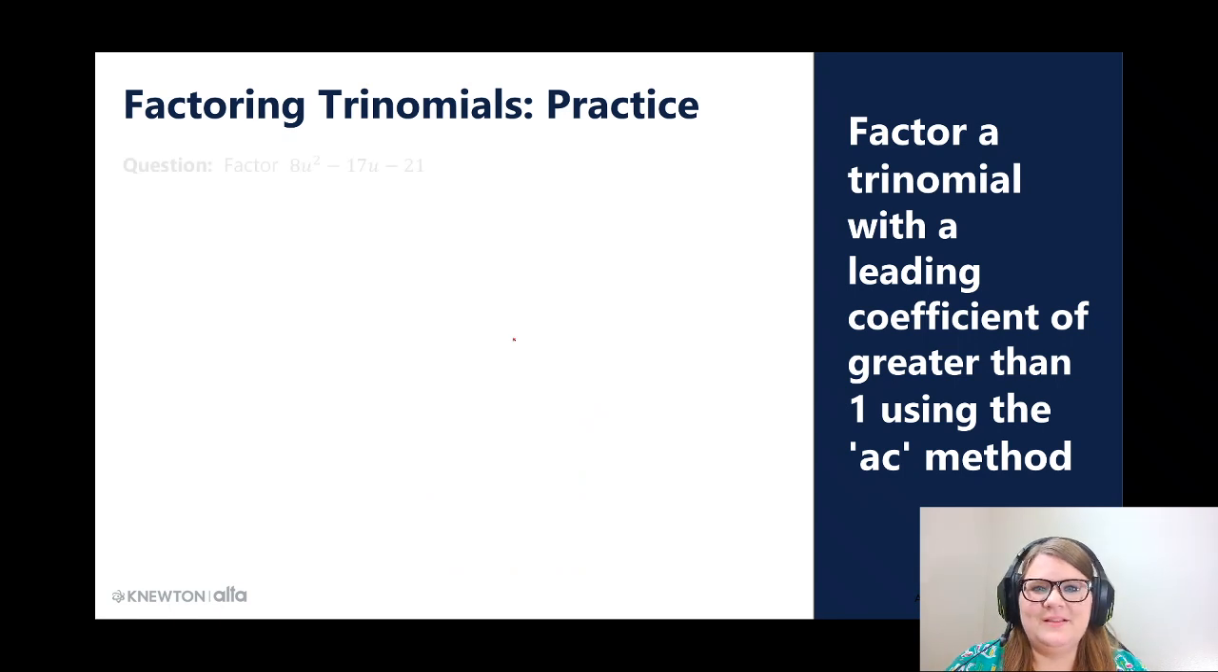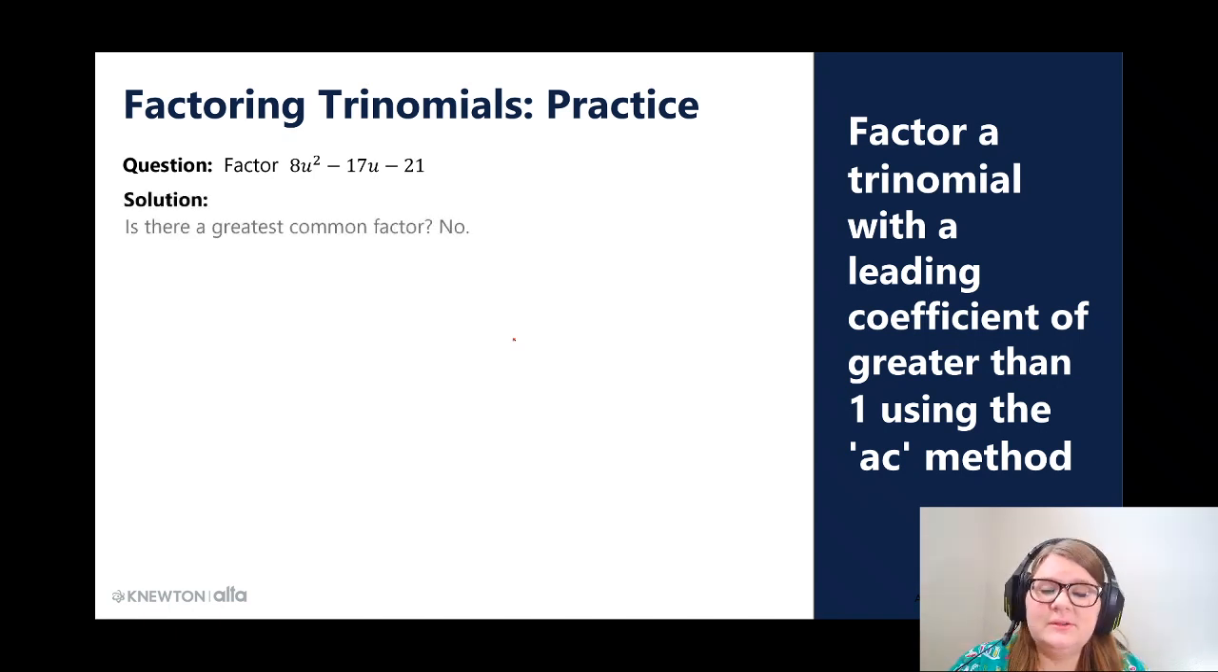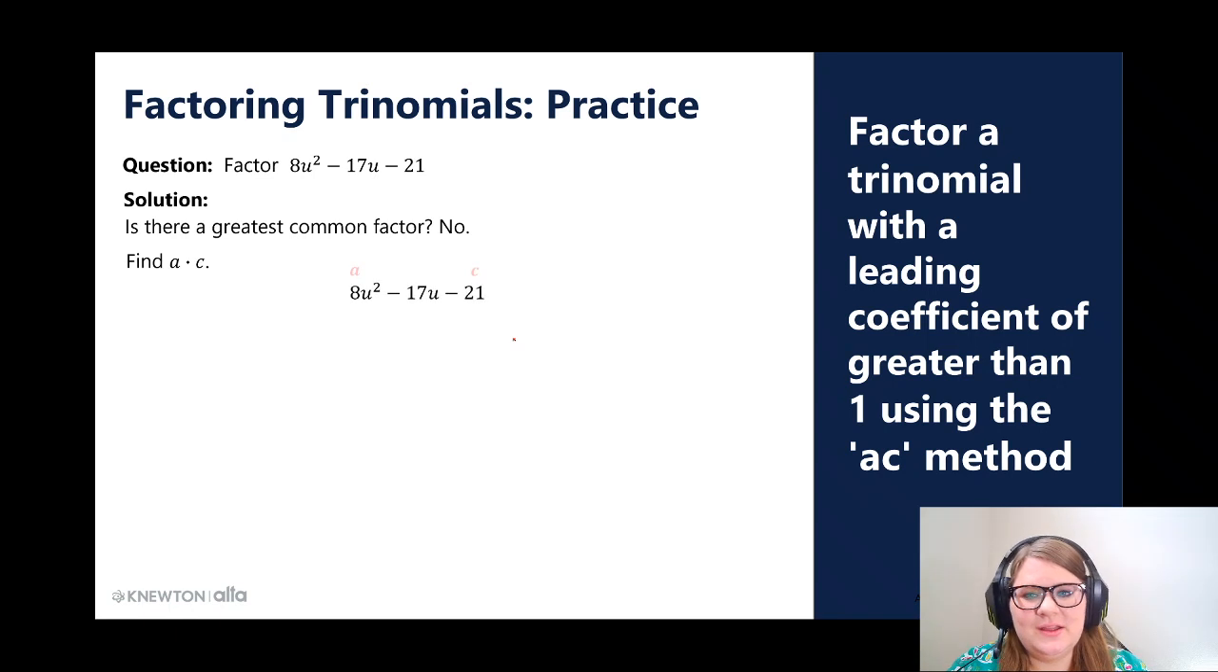All right, let's do another one. 8u squared minus 17u minus 21. Are there any greatest common factors? No. All right, so we move right on. So now we're going to do our A times our C. So remember, A is 8 and C is negative 21 in this case. Don't forget to include the sign as part of the problem.